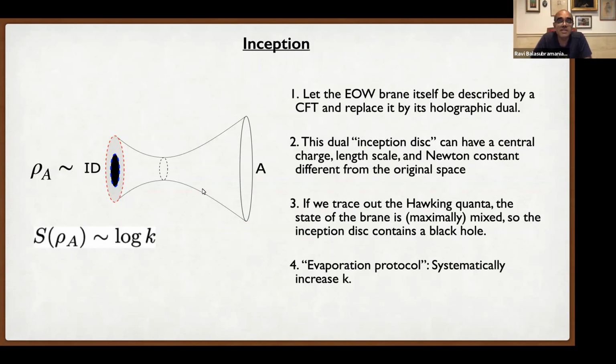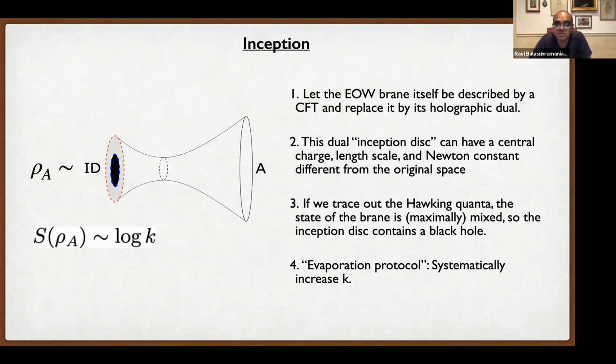And we can further say that if you trace out the Hawking quanta, and just look at the theory of this brane, because the state of the brane was entangled with the state of the Hawking quanta, on this inception disk, as we call it, there is going to be a black hole. That's because this is an entangled state. Basically, this thing looks as though it has a black hole because the state of the brane looks maximally mixed when you trace out the radiation. The entropy of the density matrix will then go like log K, and you can increase K to effectively increase the radiation.